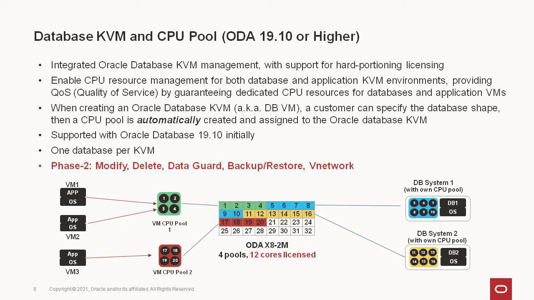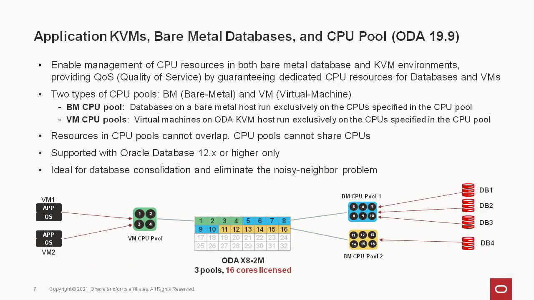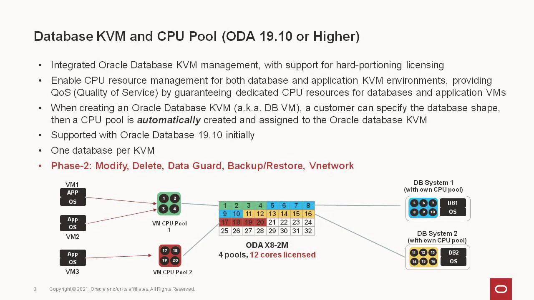I'm going to go back to the previous slide to show that on the bare metal, the VM CPU pool, as you're going to see in the demo, you define it. You create it. But on the DB system, you can't. Here on the bare metal, when you create your databases, you specify, I want my databases 1, 2, and 3 to go to CPU pool 1. On the DB system, you can't. Each database system has its own pool that is based on the Oracle database shape that you chose.